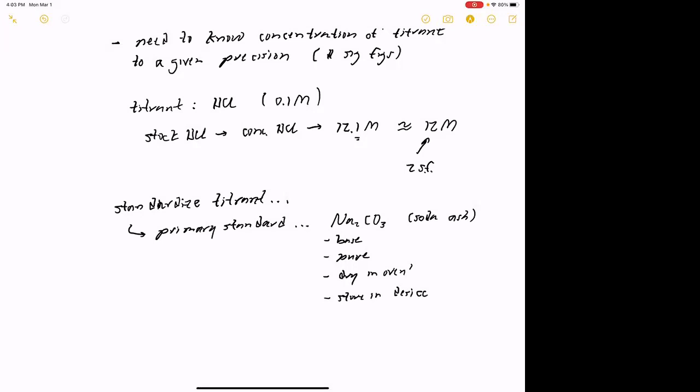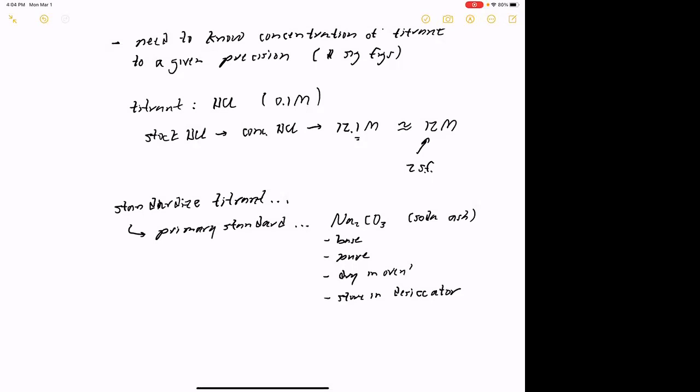Remember, desiccator has one S and two C's. It's a funny word. Okay, and then it's ready to use. So the idea that you can dry it and it remains very pure makes it a good primary standard, which means you can get a very exact mass to lots of decimal places with it. Okay, so basically, to however many decimal places your balance will go.